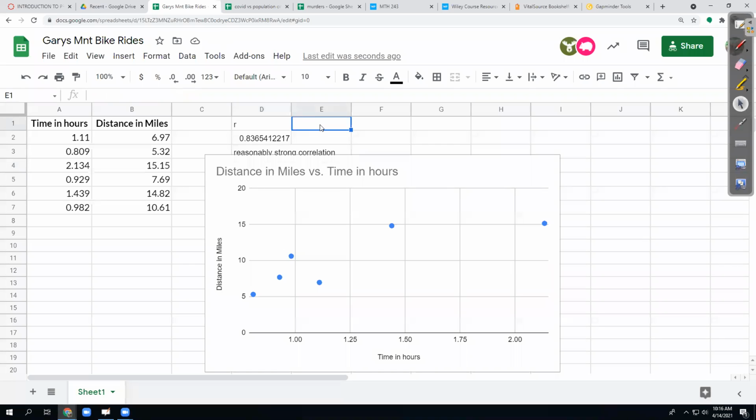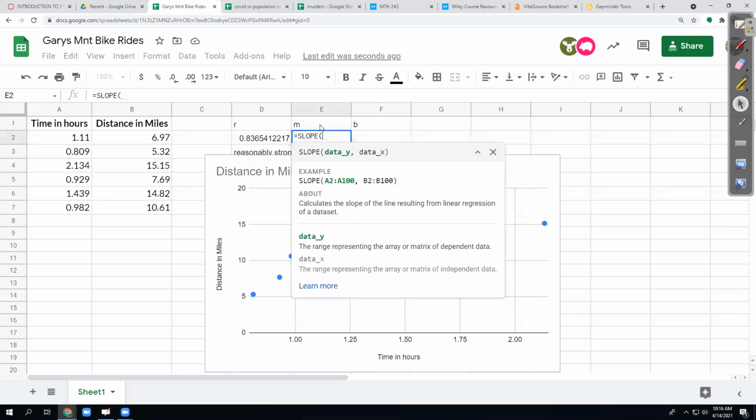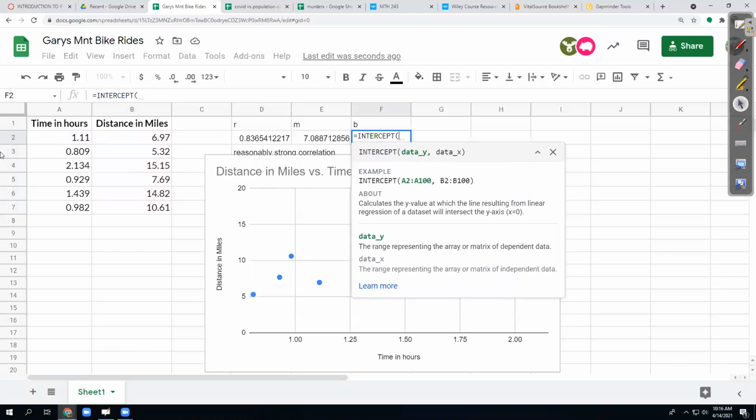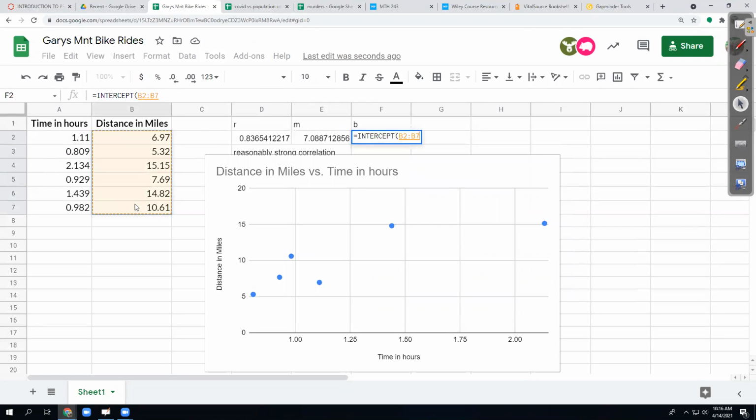So I'm going to find the slope and the y-intercept because I think this is roughly linear and that one point doesn't seem to be too bad of an outlier. And I didn't actually measure it, but I'm imagining a line going through those. To get the slope, we just use the slope command. And just like the correlation, it says, hey, what's the y? Where are the x's? And then the y-intercept, which is just intercept. Y's and x's.